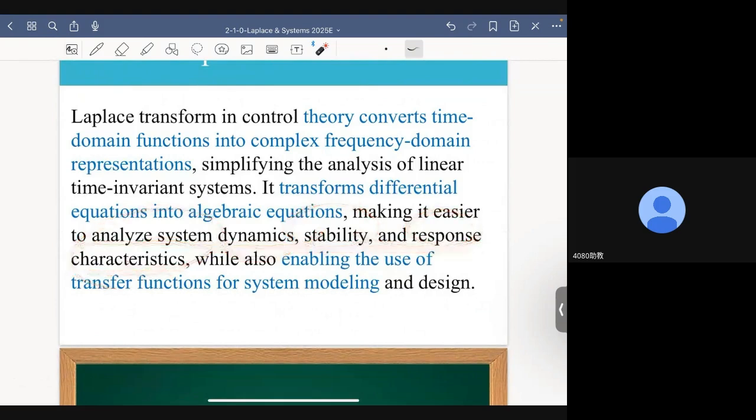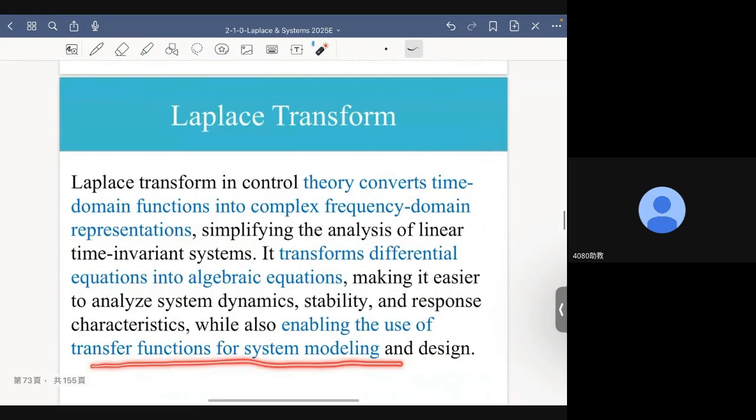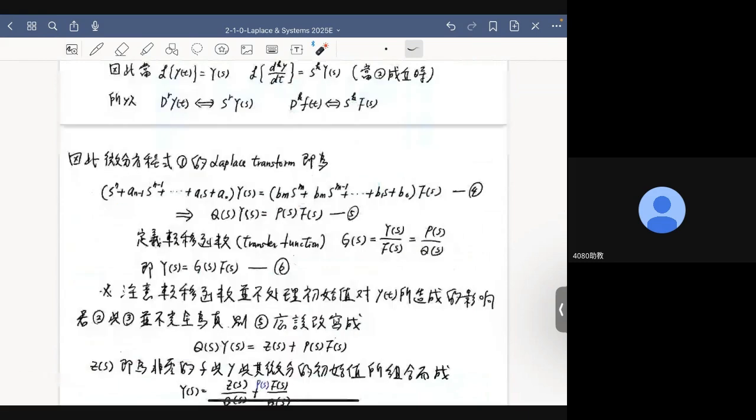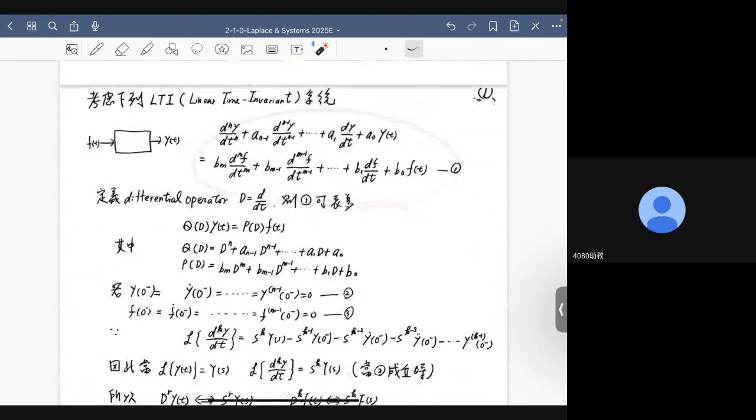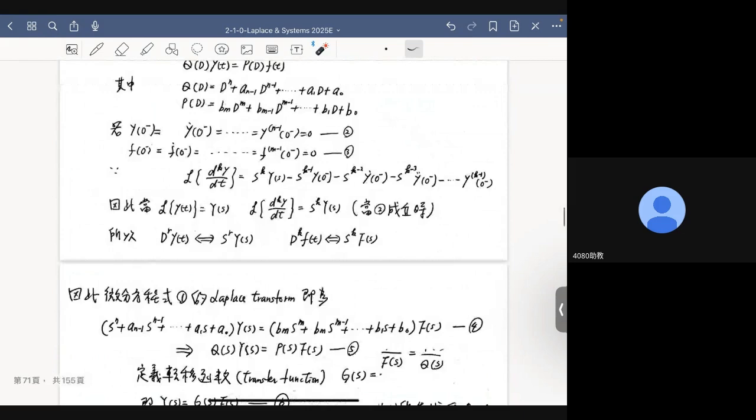in the later part of this course, while also enabling the use of transfer function for system modeling, which means here, G of s, the transfer function, represents a mathematical model of the system. What system? This system. Transfer function is actually the mathematical model of the system. In time domain, the mathematical model of the system is differential equation. In s domain, transfer function is the mathematical model.